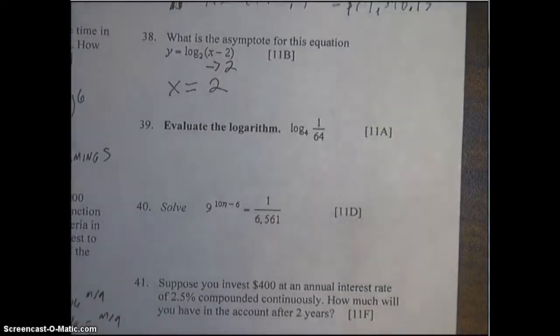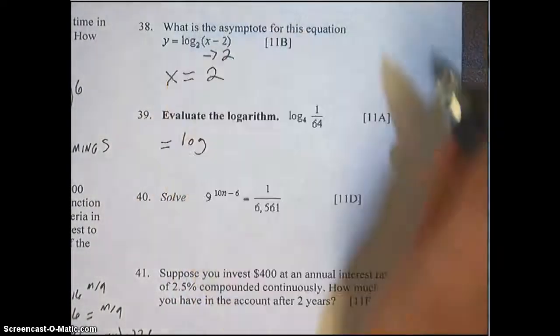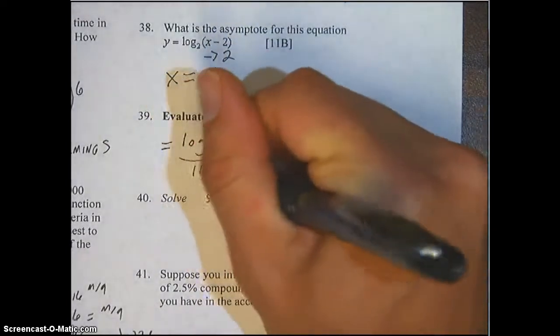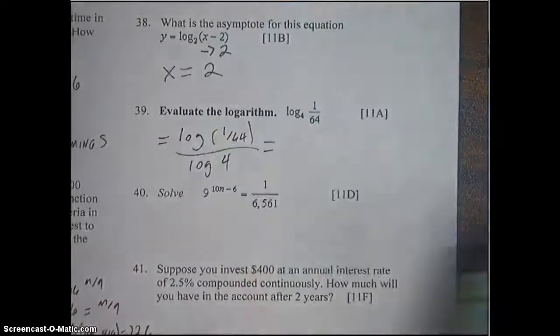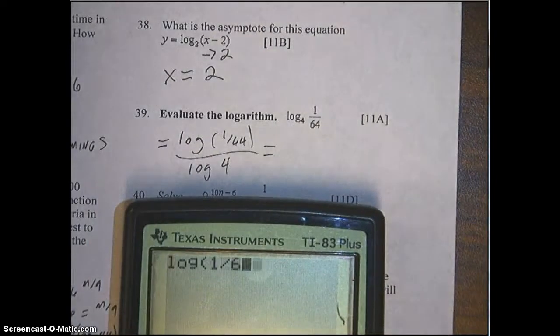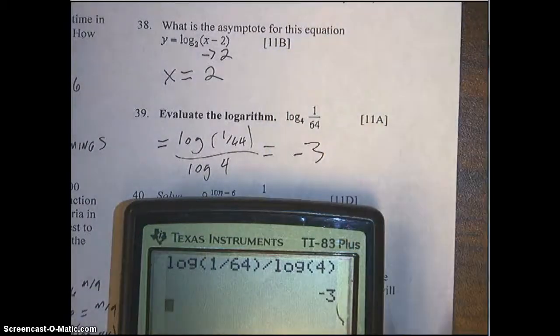39, moving right along. Evaluate the logarithm. This is calculator work. Log of 1 over 64 divided by the log of 4. Type that in and see what the answer is for number 39. And I'm getting -3 for 39.